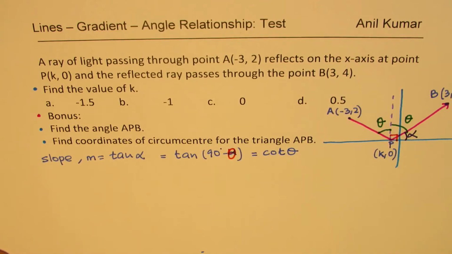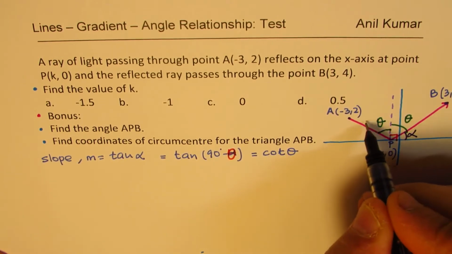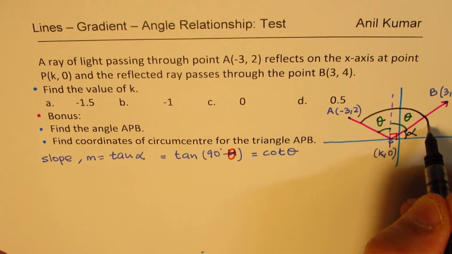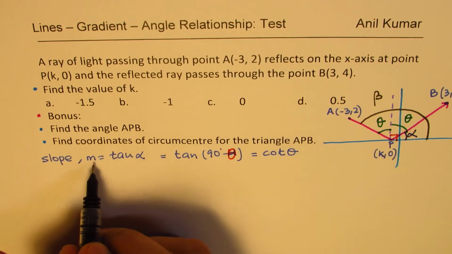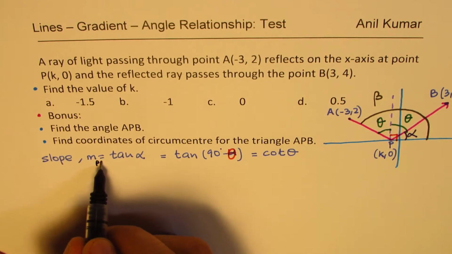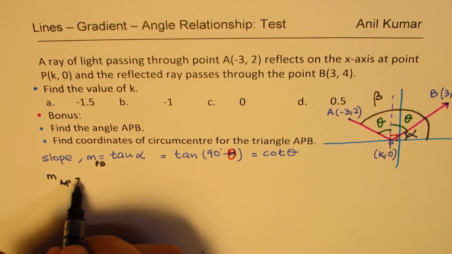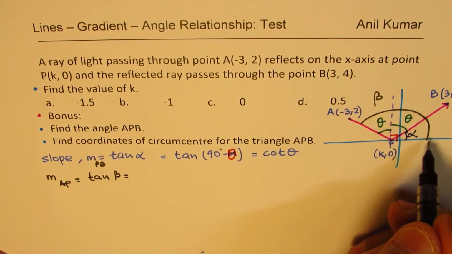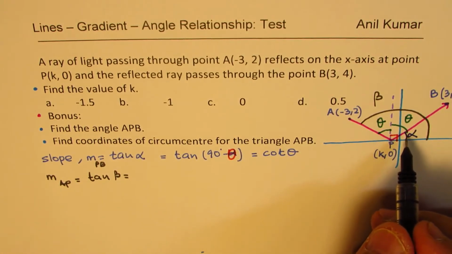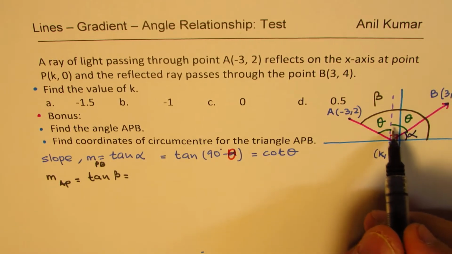Now let's also look into the other angle which A makes with the positive x-axis. So let this be the angle beta, right? We'll call this slope PB, okay. Now the slope A to P will be tan of beta, correct? But this angle as a whole is basically equal to 90 plus theta, right? So since this is 90, that is theta.